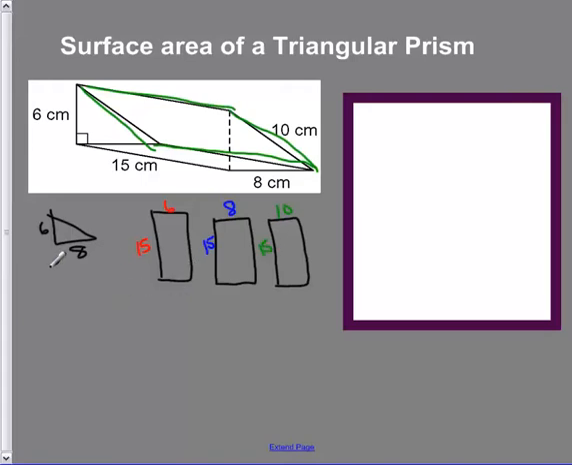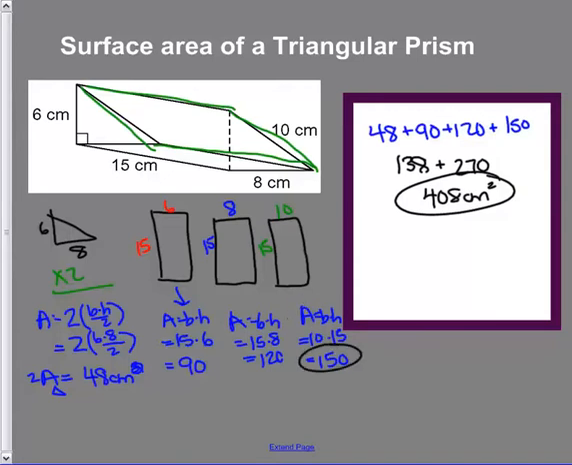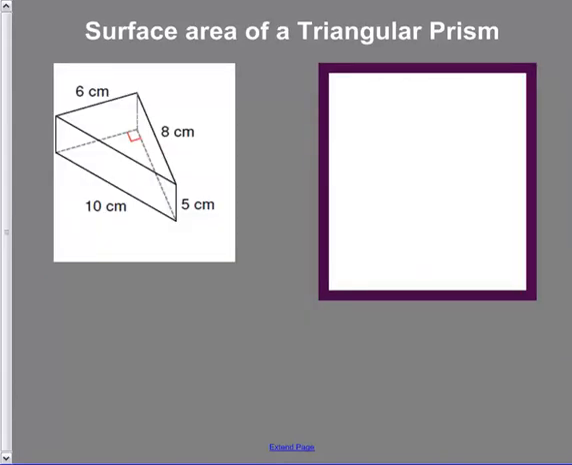Okay, so find the area of this times 2, because we have 2 of them, and find each one of these. So if you look at this, the area of the 2 triangles is 48. The area of this rectangle is 90, this one 120, and this one 80. So if we add them together, oops, just kidding, this one's 150. I guess I was looking at that 8. So we add them together and we get these 2 138, these 2 270, so together 408, and these are centimeters squared. Okay, you try this one and pause the video, and I'll be back in just a second to show you the answer.